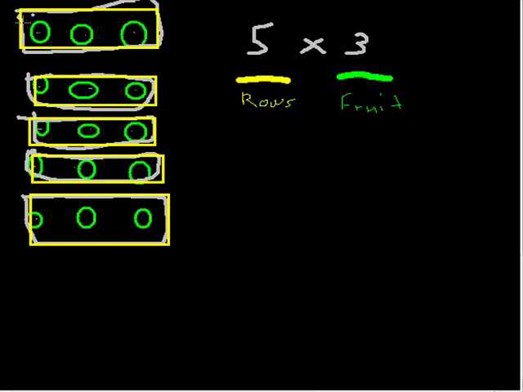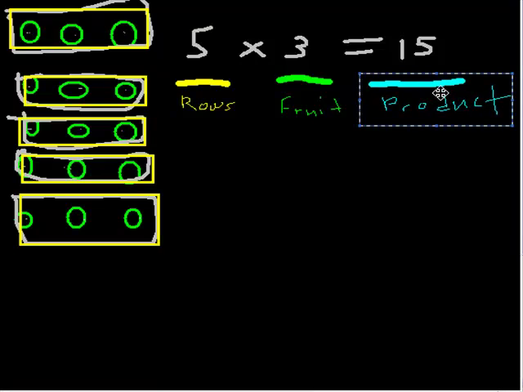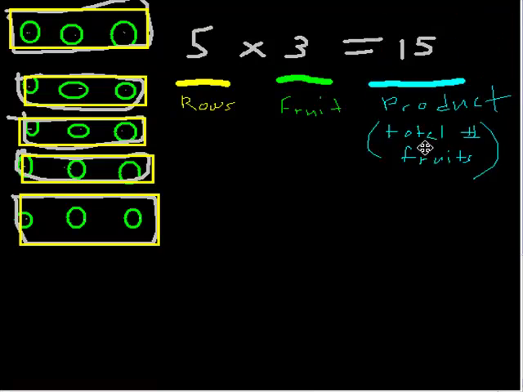So by adding up, we know that I have 15 fruits total, but I can also use multiplication to multiply the total number of fruits in each row, which is 3, by the total number of rows that I have, which is 5, and this gives me the number 15. And I know that my product is 15, so I have 15 total fruits.